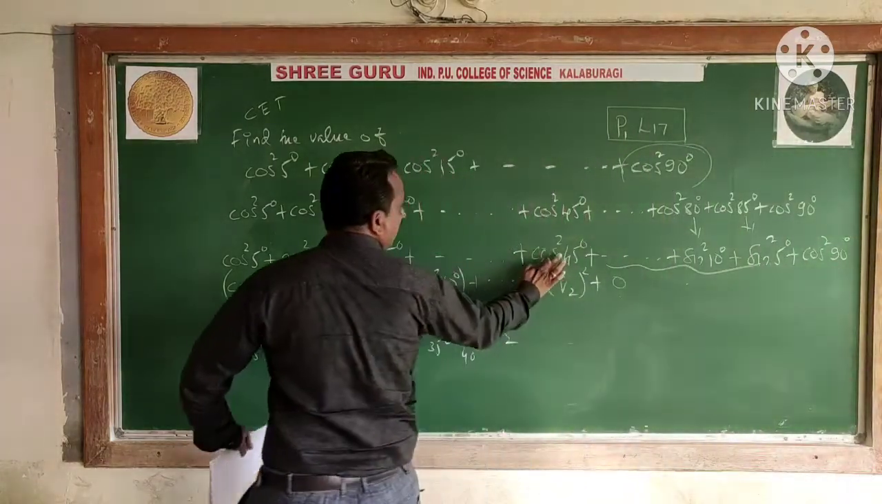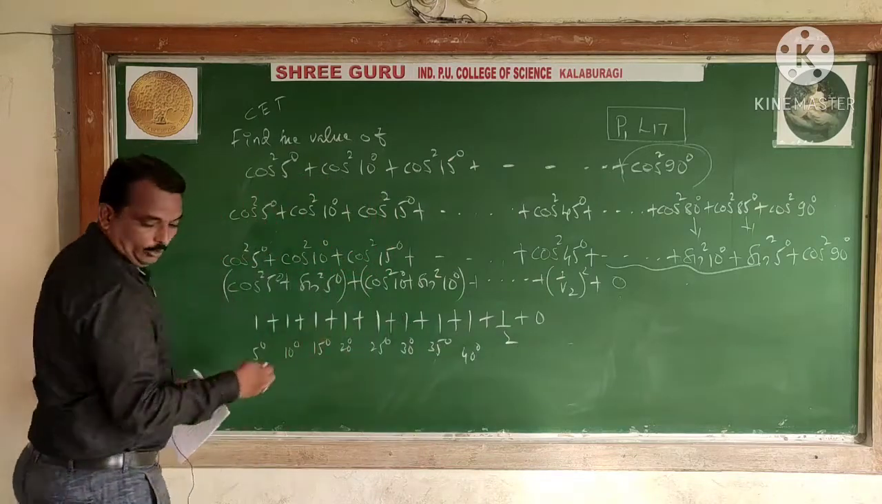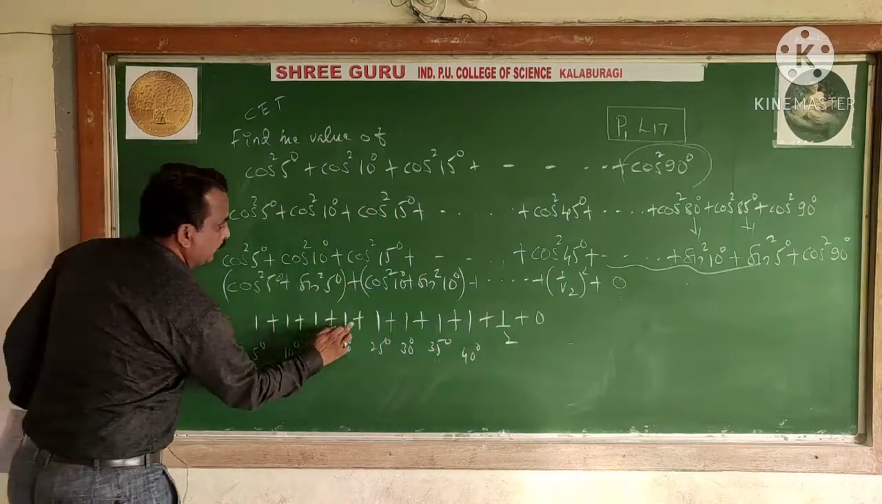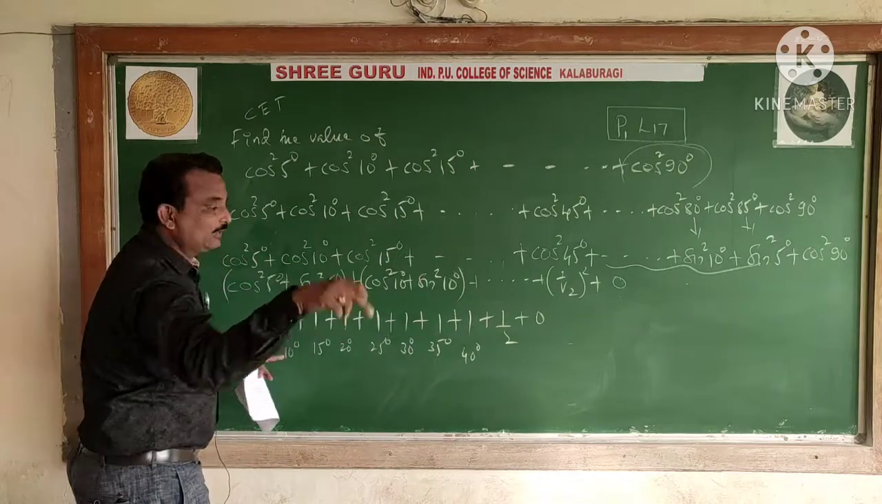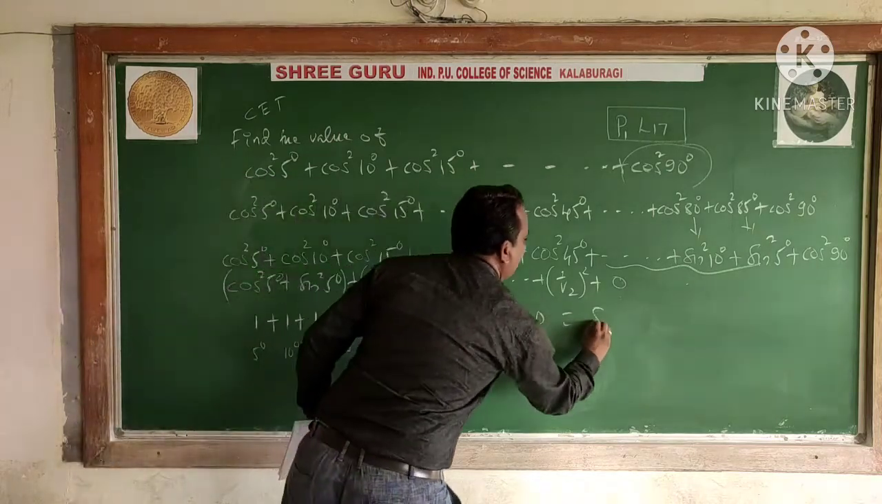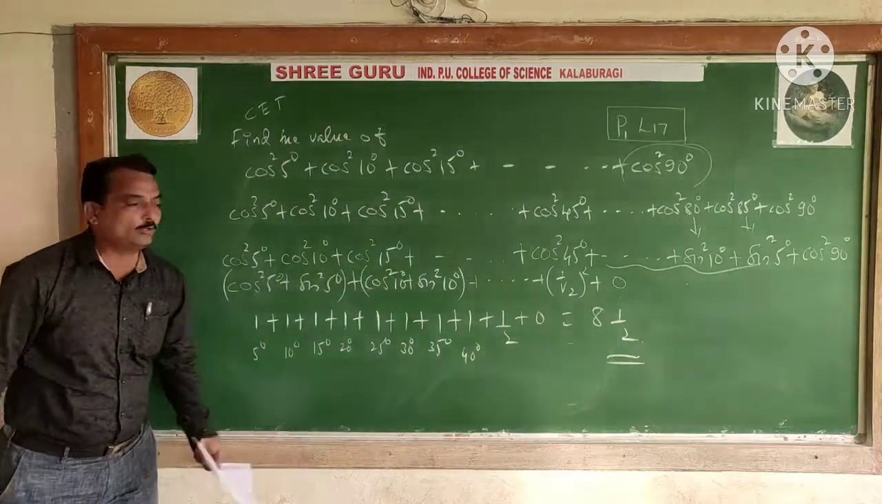Like that, 45 degree and then 0, that is cos 90 is 0. Now see how many ones here: 1, 2, 3, 4, 5, 6, 7, 8. The remaining term is 0 because cos 90 is 0. So how much is it? 8 plus 1 by 2. Like that, 8 1 by 2 we may write it.